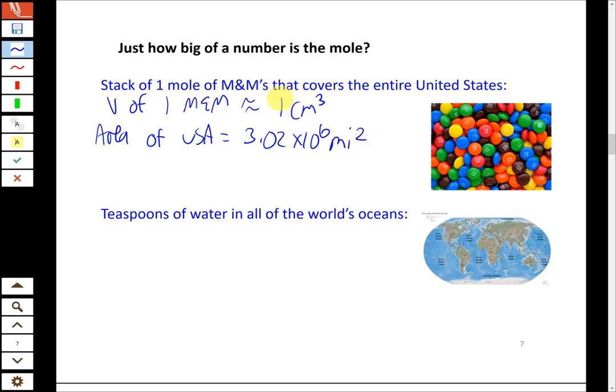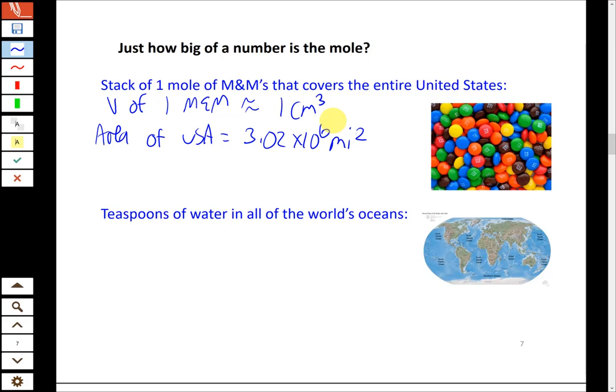We figure out the volume of the mole of M&Ms, the area that they're covering, and then how high we have to stack those to fill that volume. So anybody want to guess how high the layer of M&Ms would be if we're putting a mole of M&Ms over the whole United States? Things like 1 layer, a few layers. How high do you think it would be?